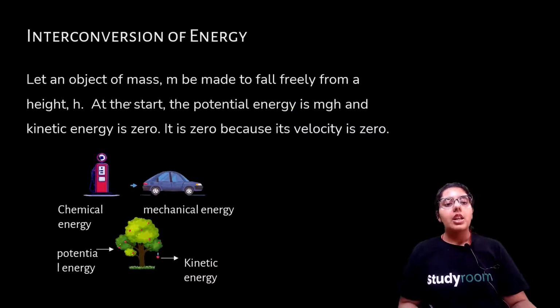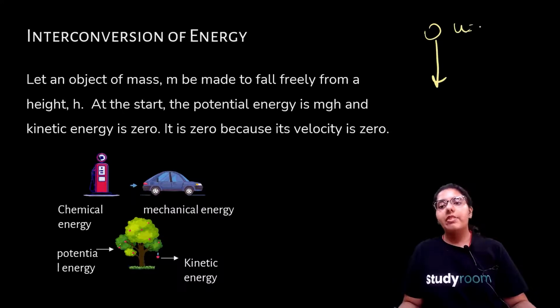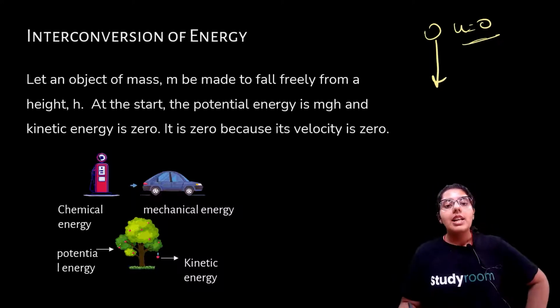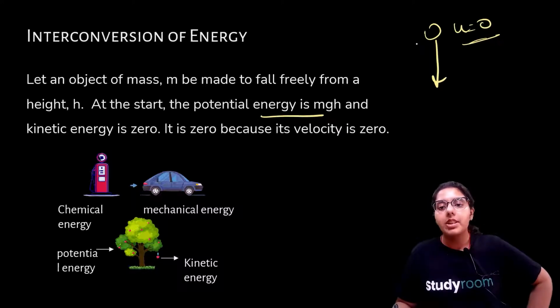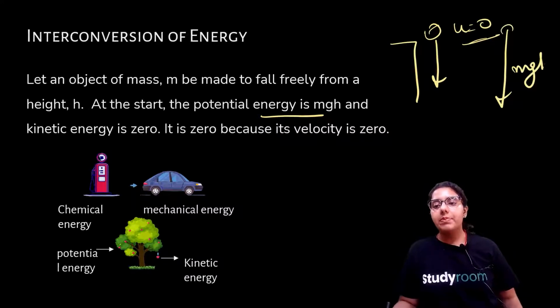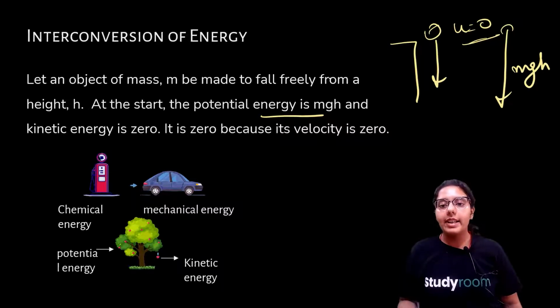Interconversion of energy. Let an object of mass m be made to fall freely from a height h. So we are letting it fall freely. Under free fall, your initial velocity is 0. At the start, the potential energy is mgh. At some height, like when you're dropping, at that very point, your potential energy is mgh, right? Because it is at a height h from the ground.